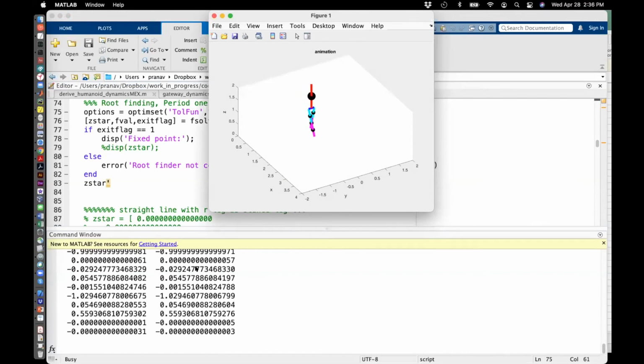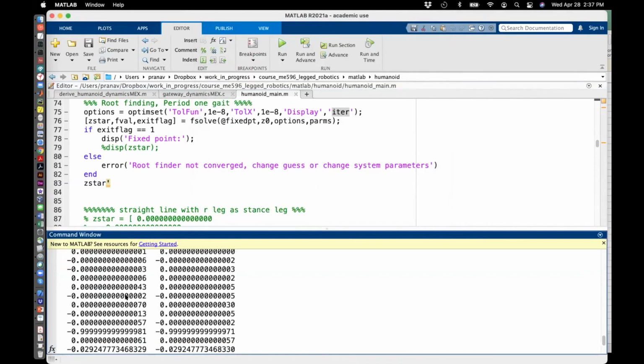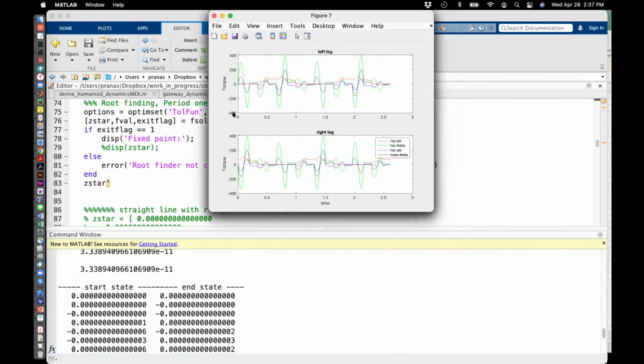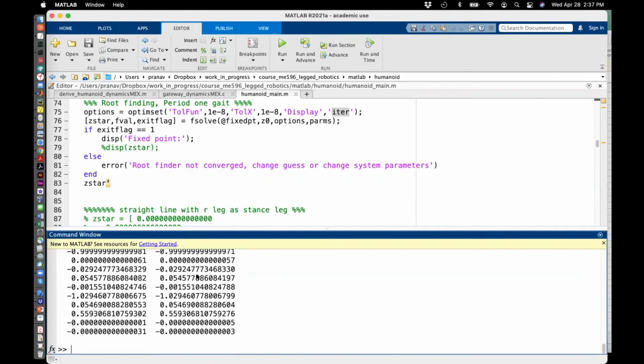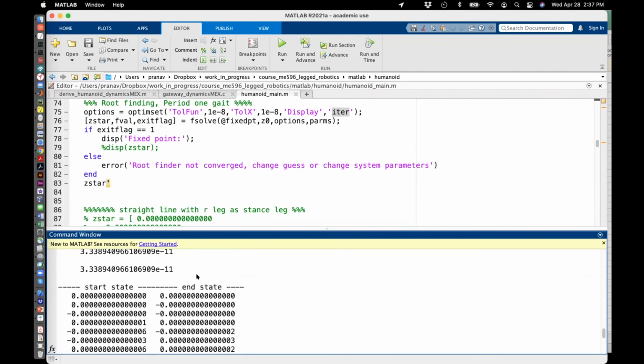And this is a simulation of the robot. So what I did was just to show you that, and these are some other plots, but just to show you the start and end state are the same, I just put them here. This is showing that the solution is periodic.